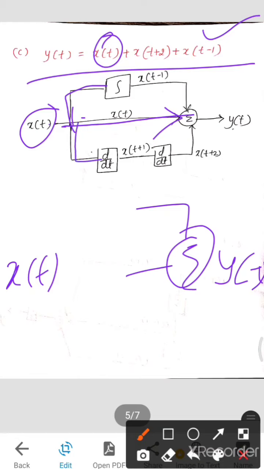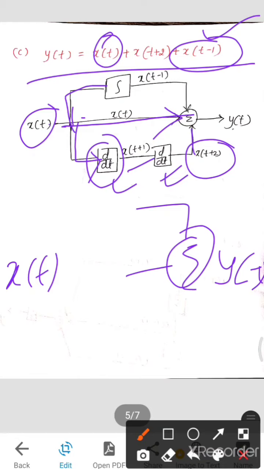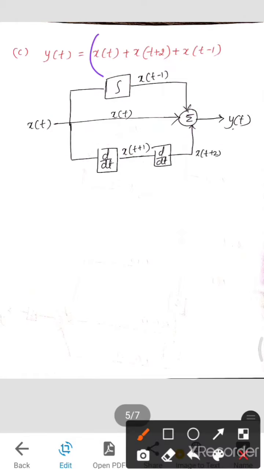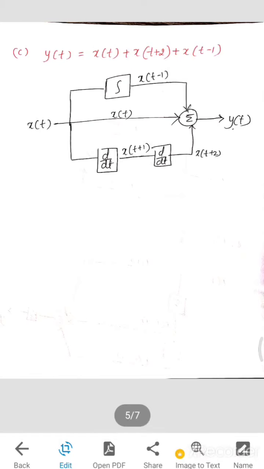I have done it downward. Take 2 differentiations for advancement. Once if you differentiate, it will be x of t plus 1. Another time if you use this operator, it will be x of t plus 2. Add here, and one more is x of t minus 1, which is the delay, should be done by integration. Take this. So add all these things. If anything is multiplied with this, suppose say 4 or any constant, then between this there should be that constant. So I hope you understood this concept.